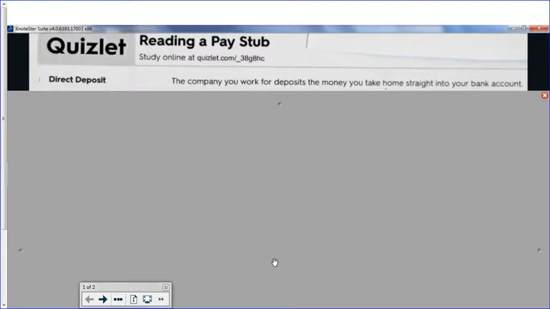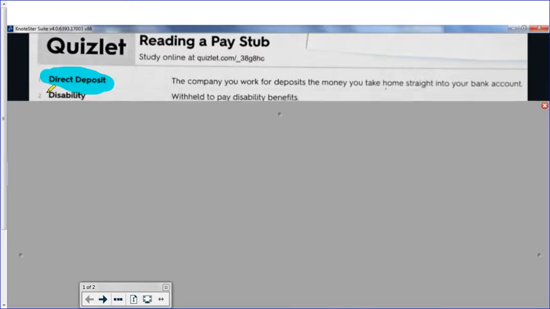So first let's review some vocabulary. Direct deposit. That is when the company that you work for deposits the money that you take home straight into your bank account for you. You do not have to deposit yourself. Disability. That is the money withheld to pay disability benefits.